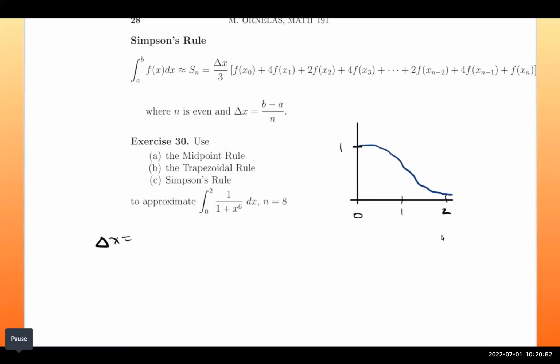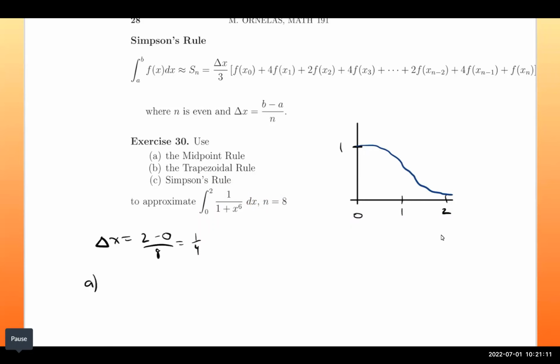So let's calculate delta x. It's going to be b minus a, which is 2 minus 0. There's your b minus a divided by n. They want 8 rectangles or subregions, so we have to divide by 8, and this is 1/4.